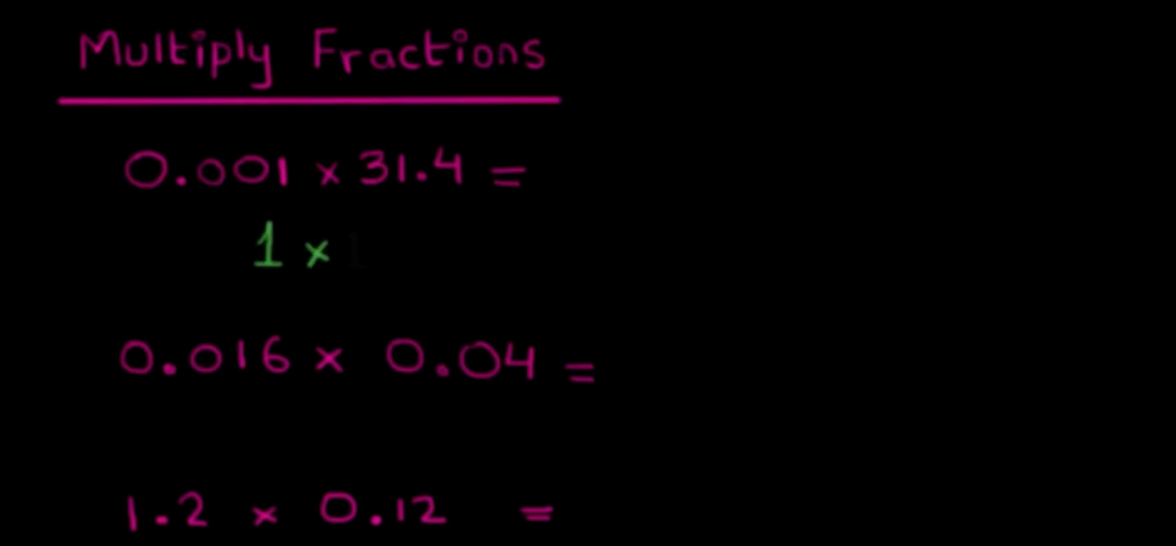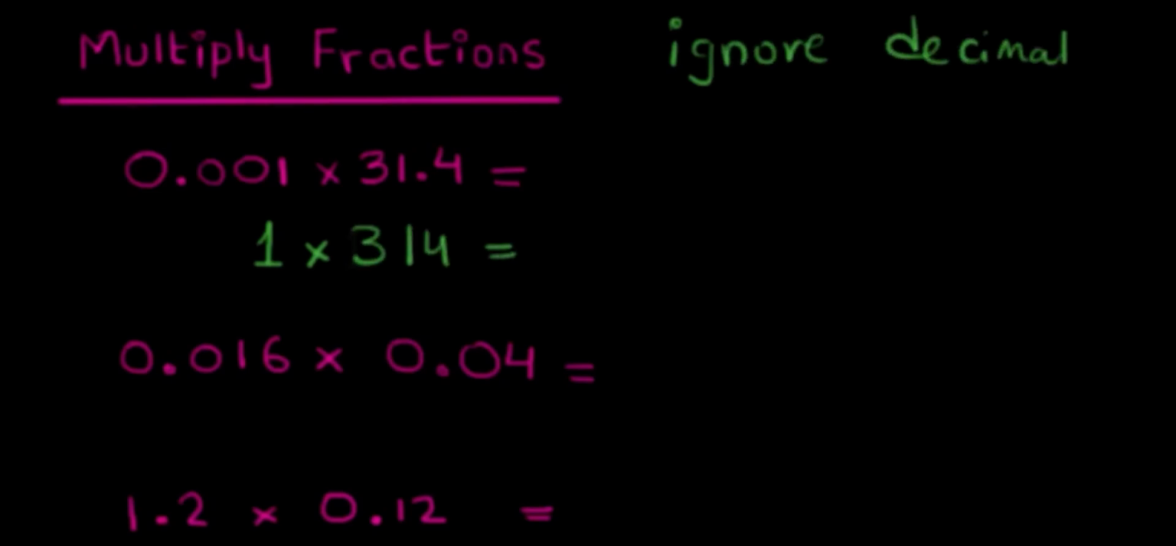So I have a 1 times 31.4. Remember, we said we're going to ignore the decimal. So what I would do is just rewrite it as 314. 1 times anything is the number itself, so 314. Now, I do need to bring back the decimal. What I do is count the number of places. So I've got 1 decimal place here, 2, 3, 4. So I've got a total of 4 decimal places.